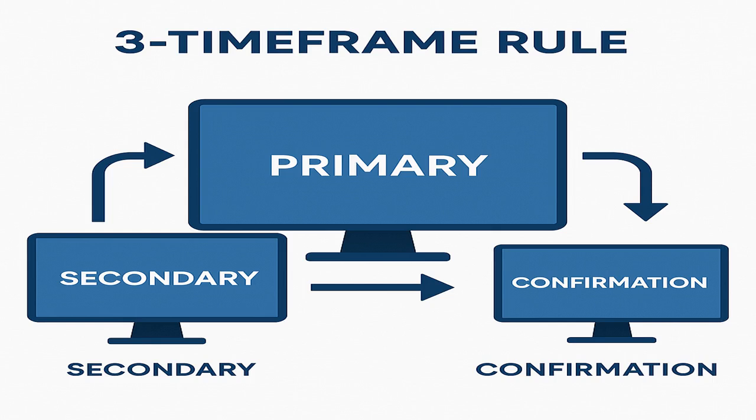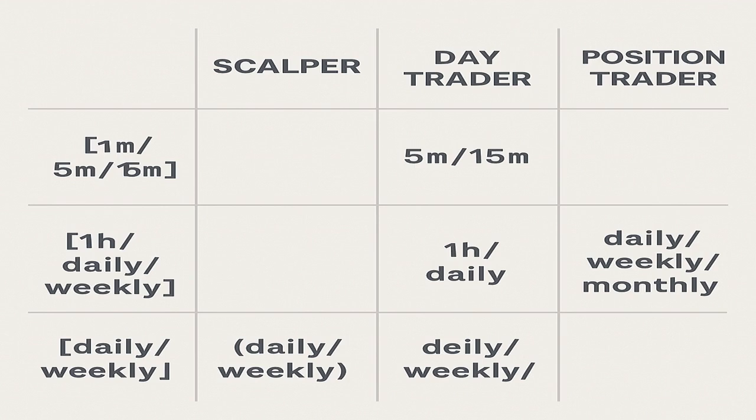Here's the first rule that will transform your trading: you only need 3 time frames. Primary, secondary, and confirmation. That's it. Professional traders don't use 10 time frames, they use 3 strategically chosen ones. Your primary time frame is where you make your trading decisions. Your secondary time frame provides context and direction. Your confirmation time frame fine-tunes your entry and exit points.